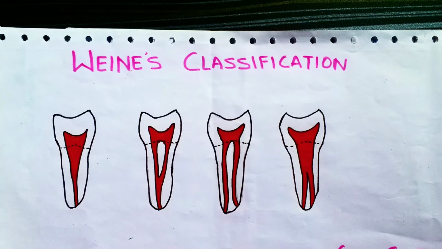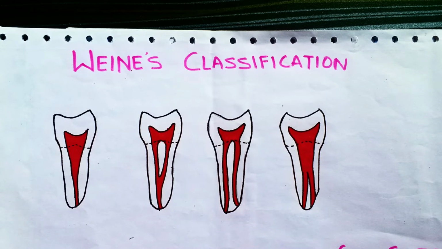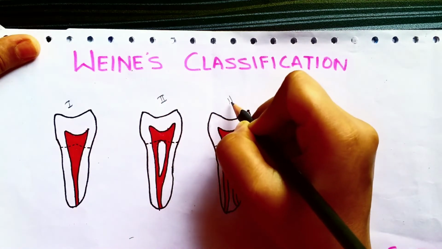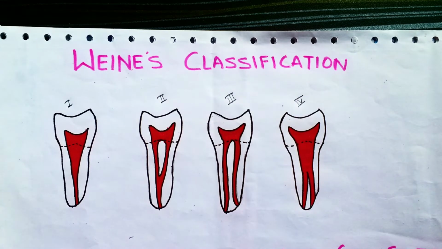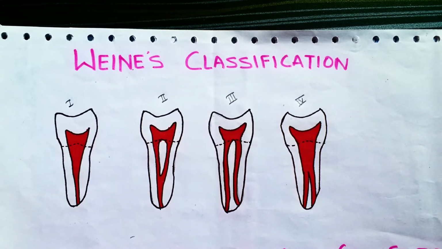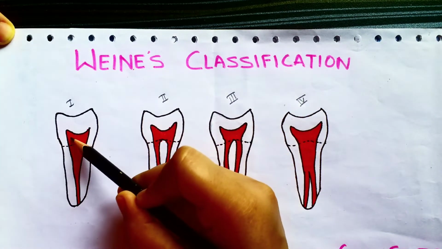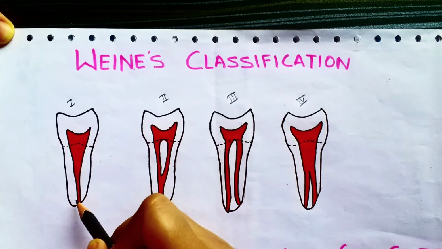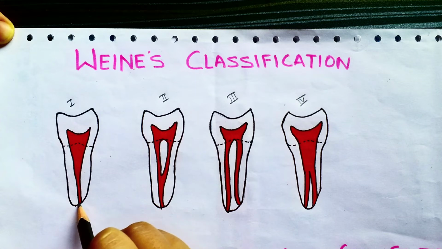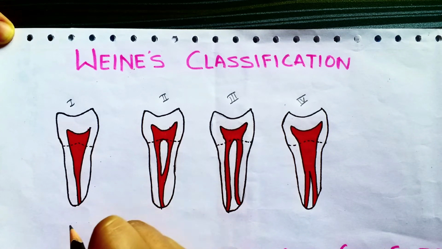Now let us study about the second classification, which is the Weine classification of root canal system. In this we have 4 types: type 1, type 2, type 3 and type 4. As we already read the Vertucci classification, it will be very easy for us to learn the Weine classification. Classification type 1, we have a single root canal starting from the pulp chamber, and it exits as a single canal from the apical foramen, so we represent it as 1.